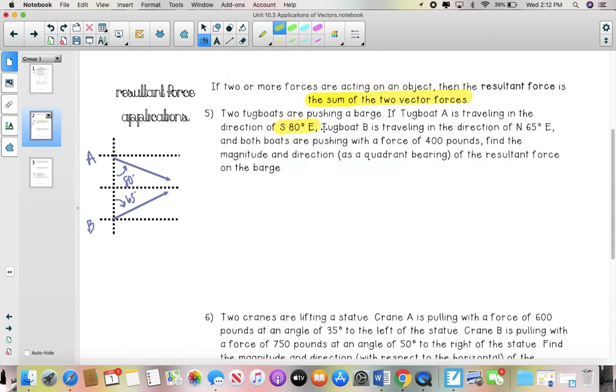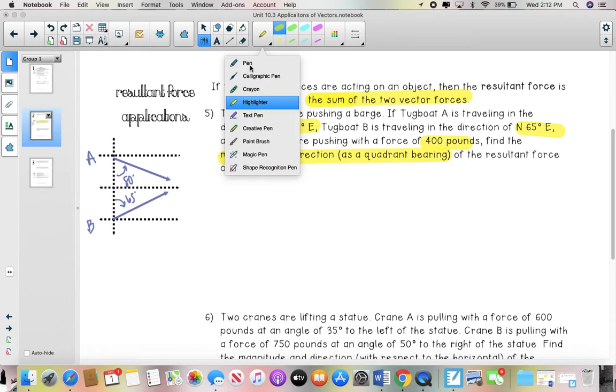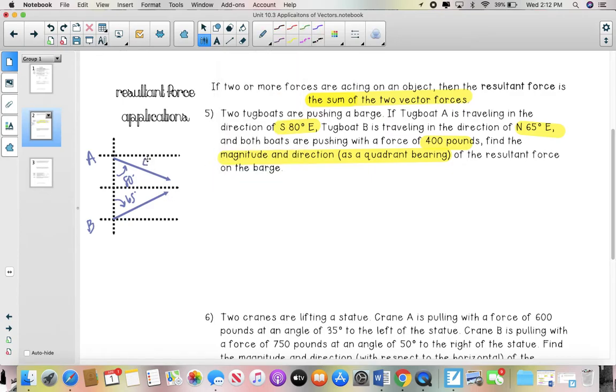So we have the south, we have the north one, the force of 45, find the magnitude and direction as a quadrant bearing. Okay, a lot is going on. So your first step that we're going to do, and I'm going to label this 400. Remember that force is like the magnitude. Okay, so it's going 400 pounds. The first thing we're going to do is figure out each vector.